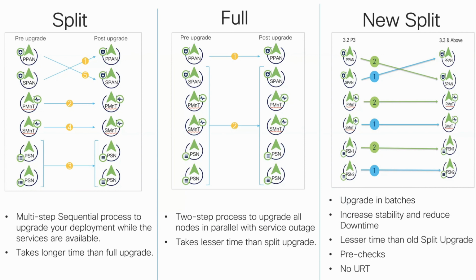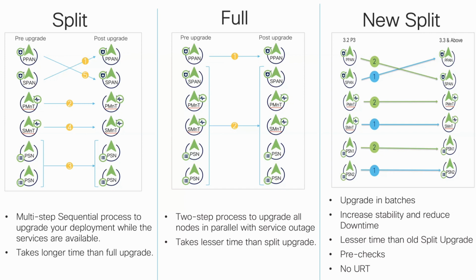The full upgrade method is a two-step process where the PAN gets upgraded first, and then the rest of the nodes get upgraded. Because the rest of the nodes are getting upgraded in parallel, obviously there is downtime. So most of you might not prefer the full upgrade method because it gives you downtime. Whereas the split upgrade method takes longer time, which we have addressed in the new split upgrade method.